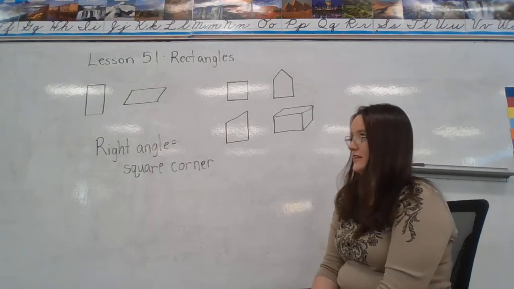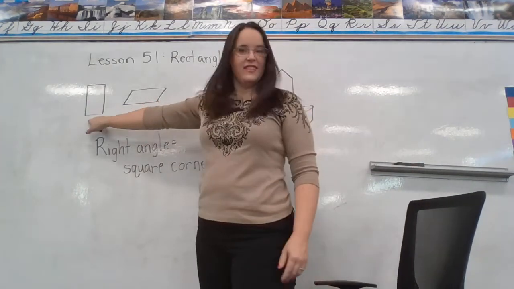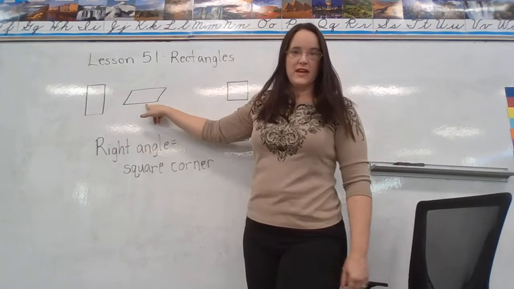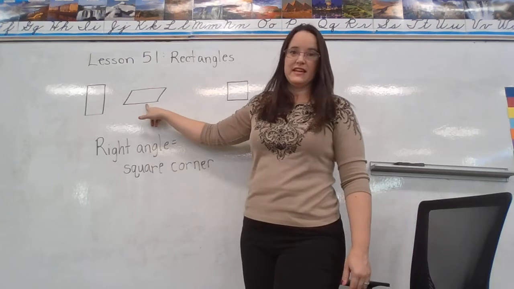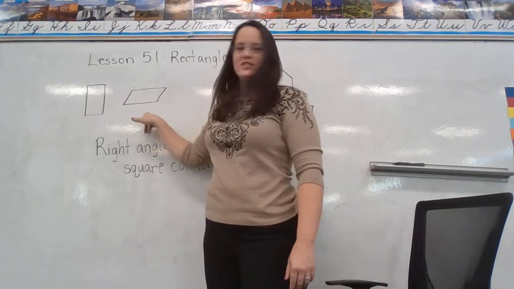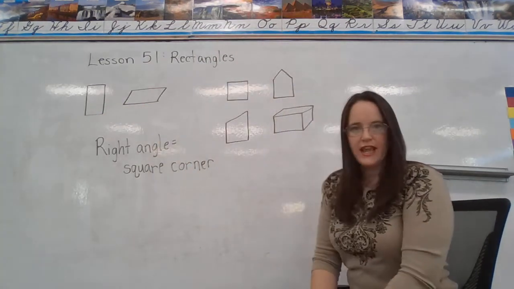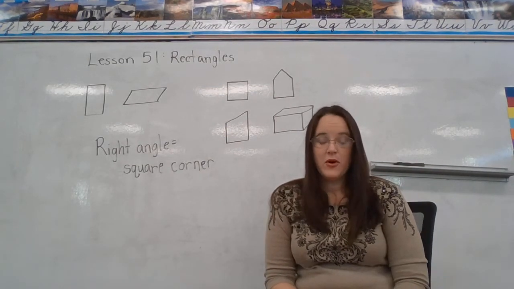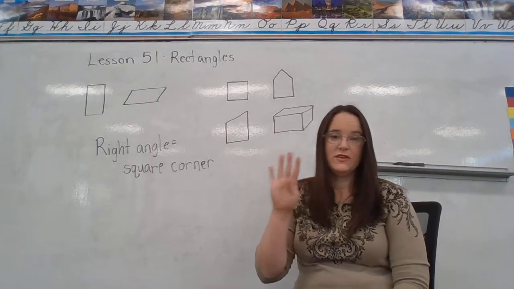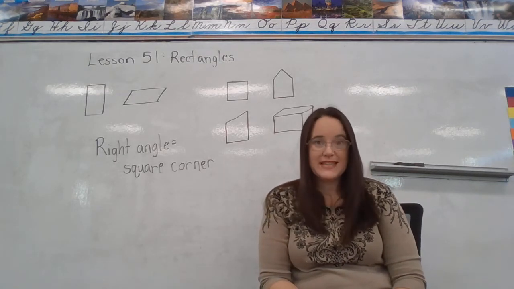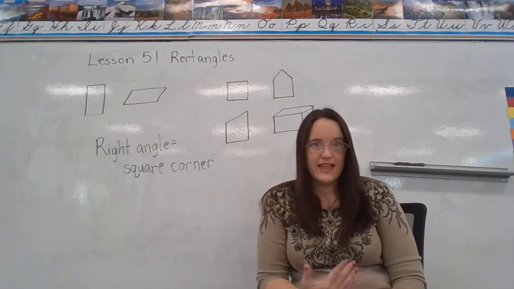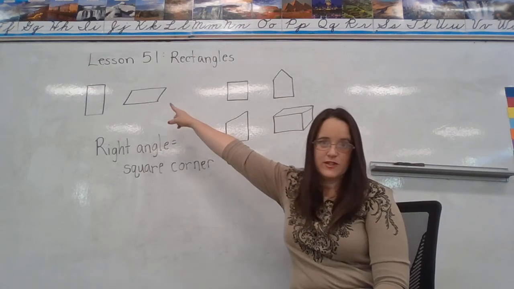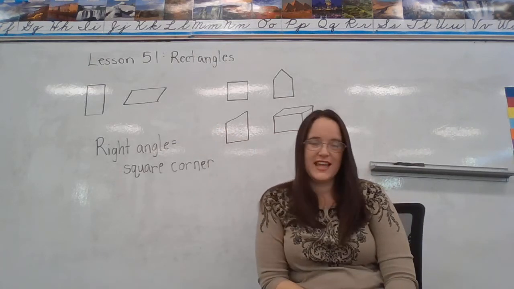So let's take a look at a couple of these things. This right here is a rectangle. This one is not a rectangle. So what differences do you see between those two shapes? They both have four sides. In order to be a rectangle, your shape must have four sides. So that's one thing that's true about a rectangle. However, this one has four sides as well, and it is not a rectangle.